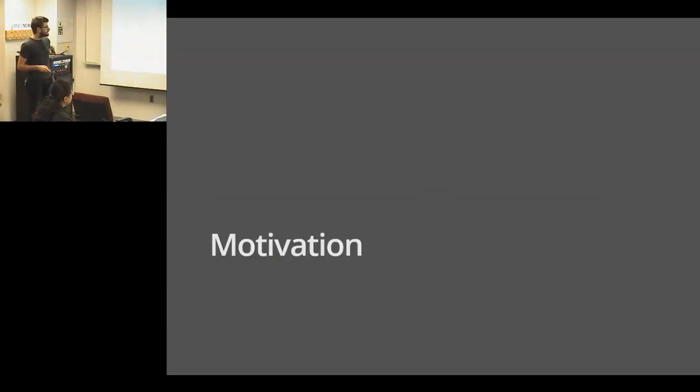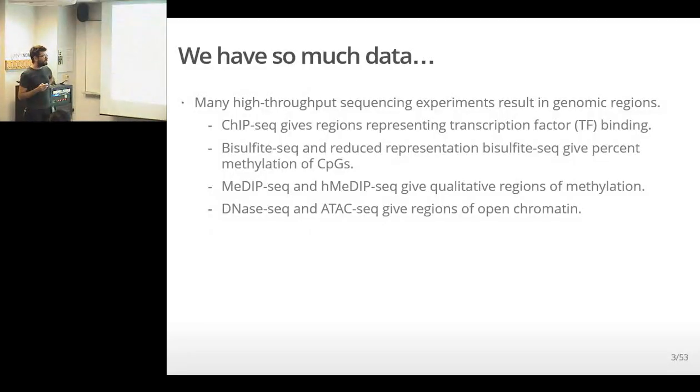So kind of why would anybody want to do this? The idea is we have a lot of data, right? If you do ChIP-seq, then you have a bunch of regions that represent transcription factor binding. If you do bisulfite or RBS sequencing, you might have a bunch of CpG sites that have methylation associated with them. If you do MEDIP or HMEDIP, you have regions that are associated with methylation. Or if you do DNase or ATAC-seq, then you might have a bunch of regions with associated open chromatin.